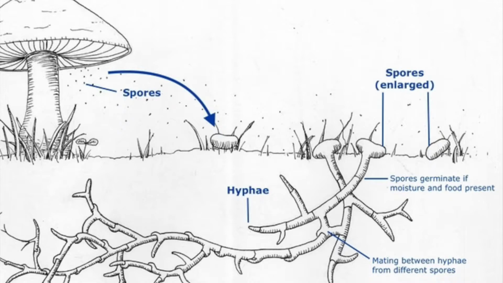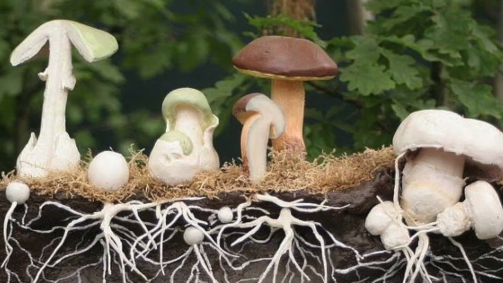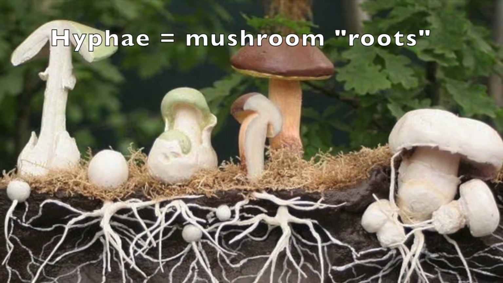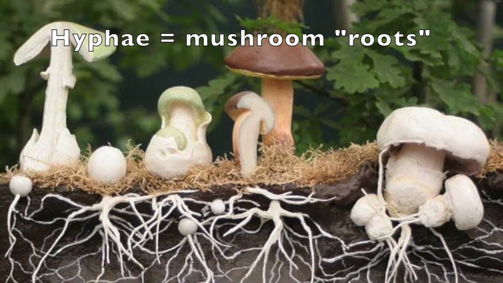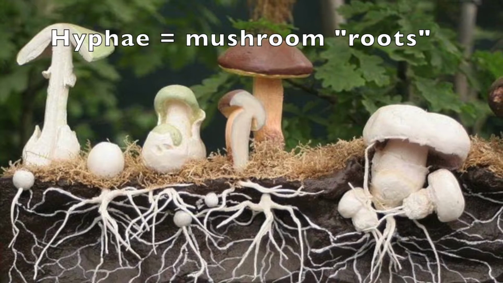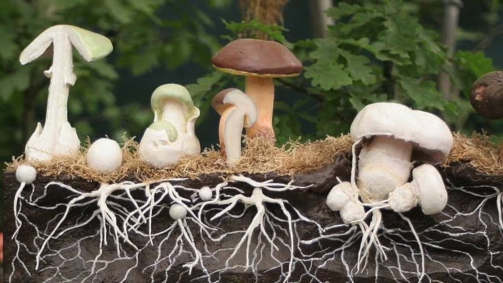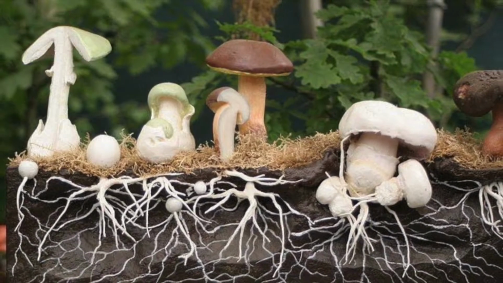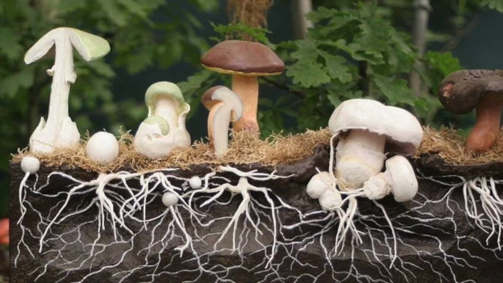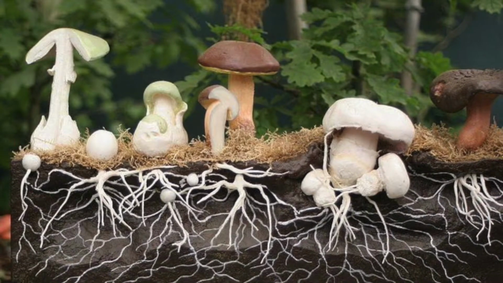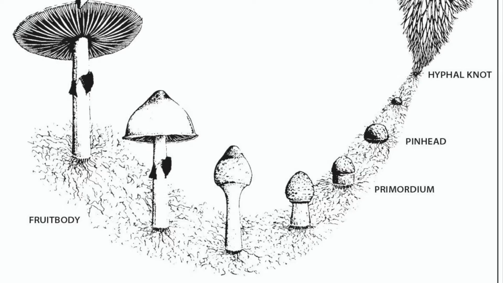Germinating spores create tiny white threads called hyphae. Hyphae are basically the roots of a mushroom. Hyphae spread and absorb nutrients from the soil in order to form mushrooms. Then, the cycle starts all over again.